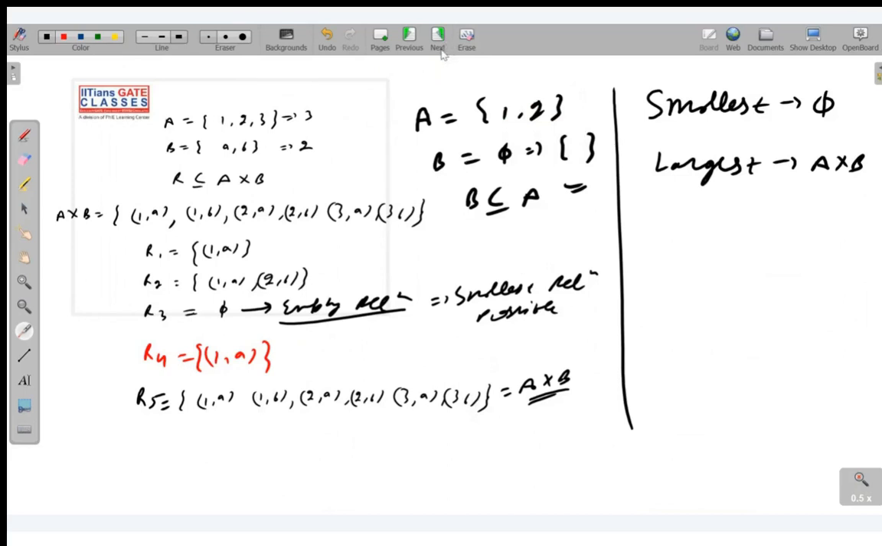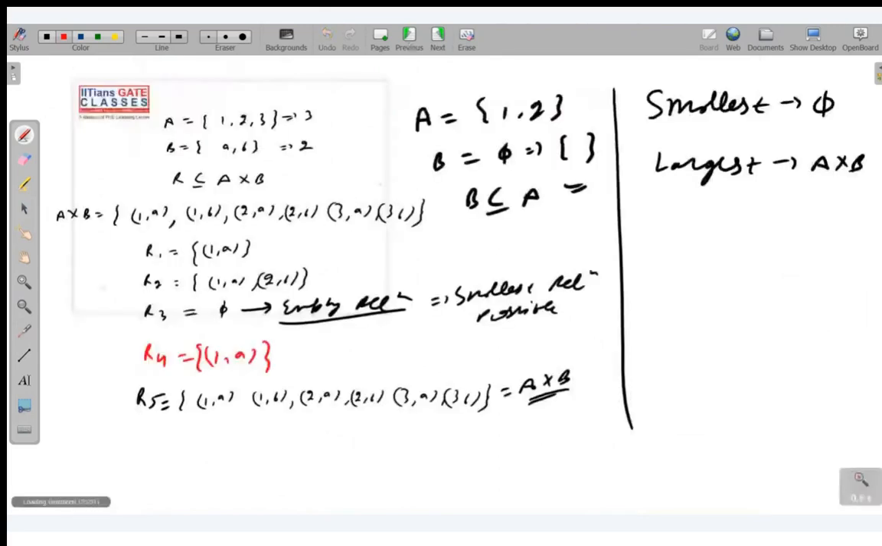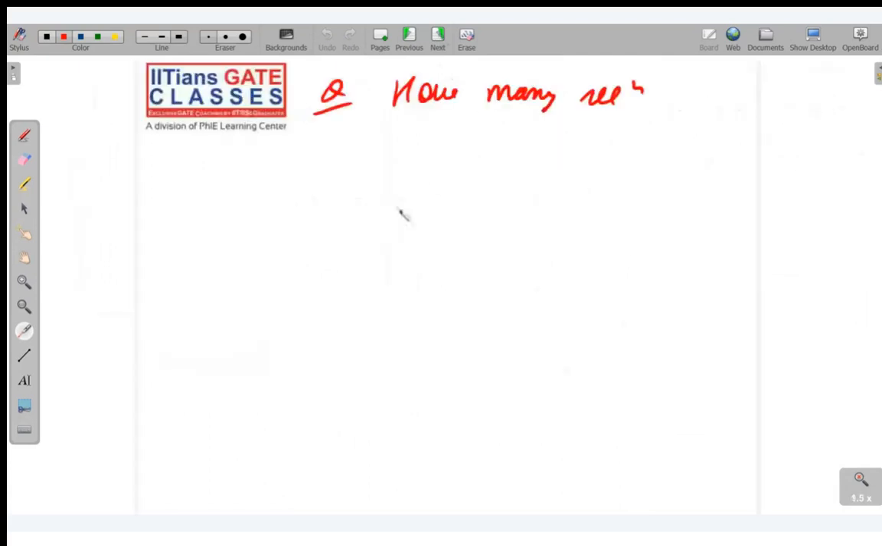Okay, sir. So now simple questions from combinatorics. How many relations are possible? From here itself, see 1, 2, 3, 4, 5, 6. So we need to find the set of all subsets of this A cross B. That is nothing but the power set. So 6 elements are there, so 2 power 6 relations will be possible. So simple. So the number of relations possible will be 2 power 6.